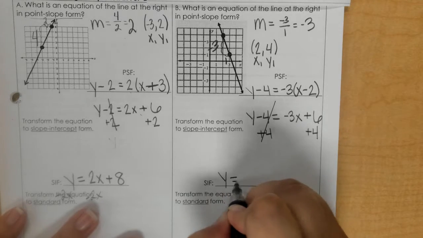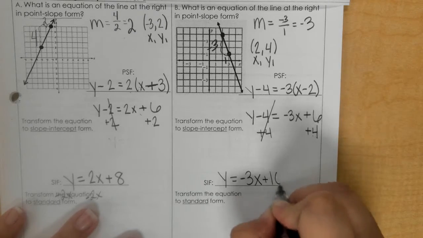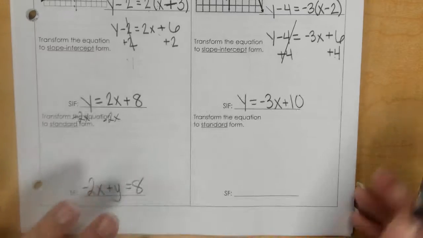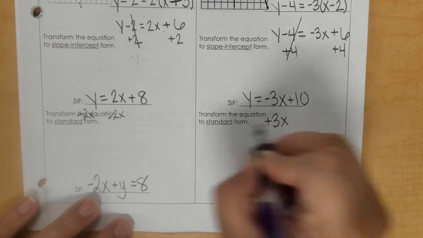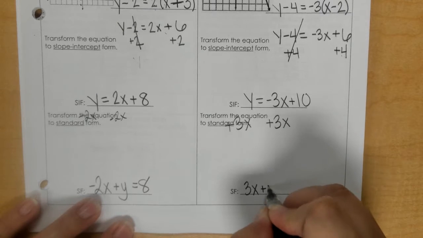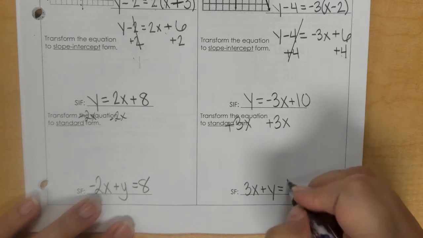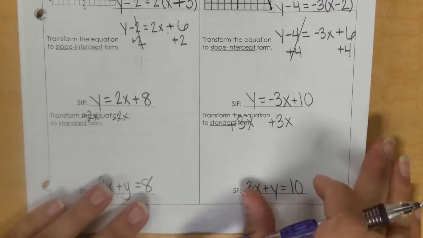So we have y equals -3x. We combine, we get 10. All right, now, to go from SIF to SF, we're adding 3x to the other side. So we have 3x plus y, and that equals 10. All right.